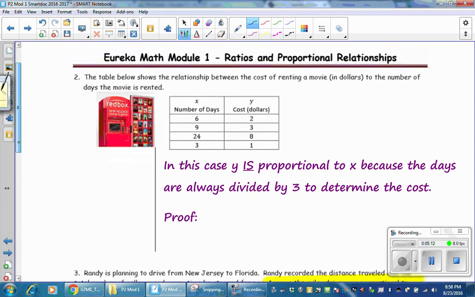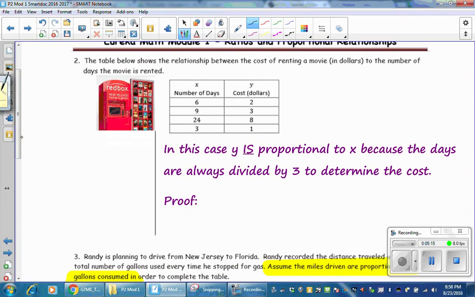In Example 2, the table shows the relationship between the cost of renting a movie in dollars to the number of days the movie is rented. So here, if you rent the movie for 6 days, it will cost $2. If you rent the movie for 9 days, it will be $3. 24 days is $8, and 3 days is $1. And the question is asking, is it proportional? In other words, is it the same rate per day?